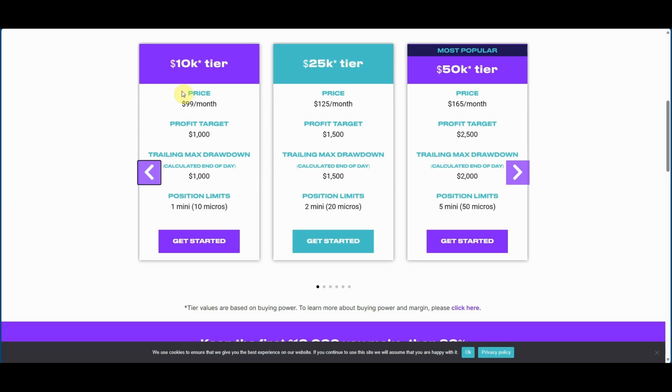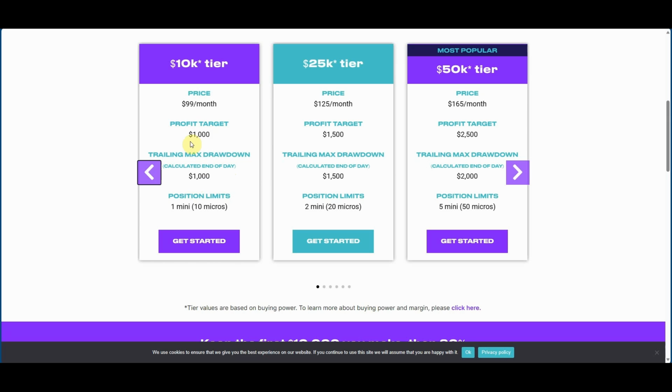So let's break that down a little bit. We've got a 10% target and a trailing end of day drawdown of $1,000 or 10%. So you've got 10% either way. It's a really achievable evaluation in that sense that you've got to make $1,000 before you lose $1,000.